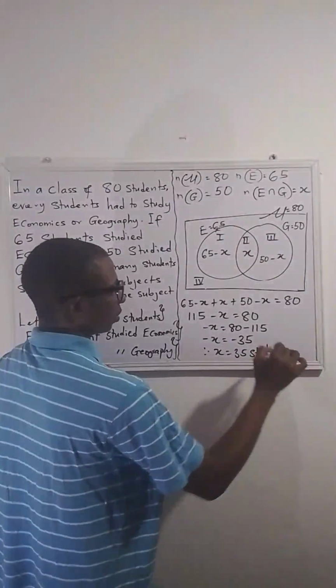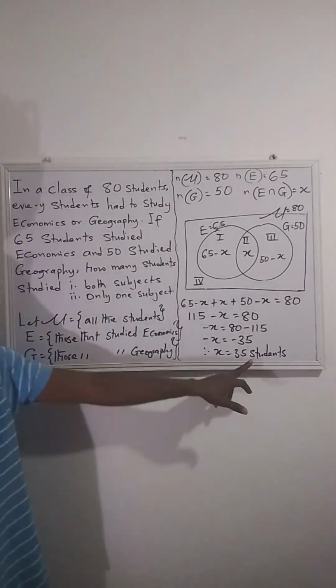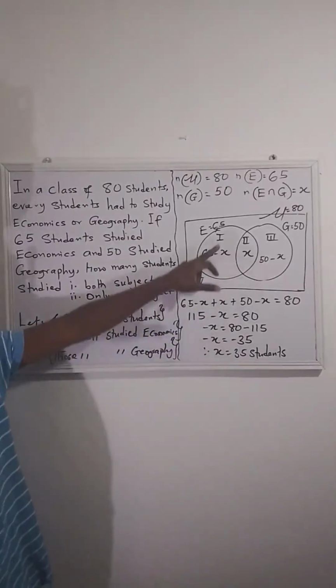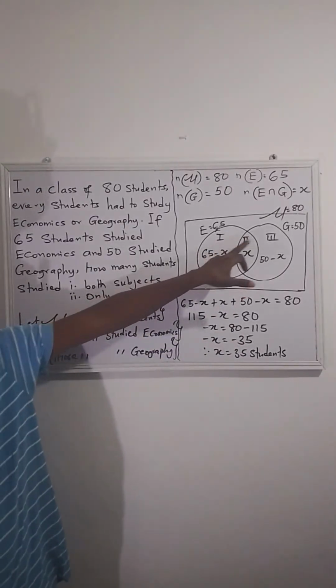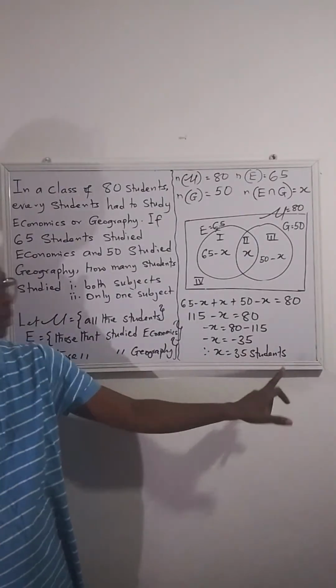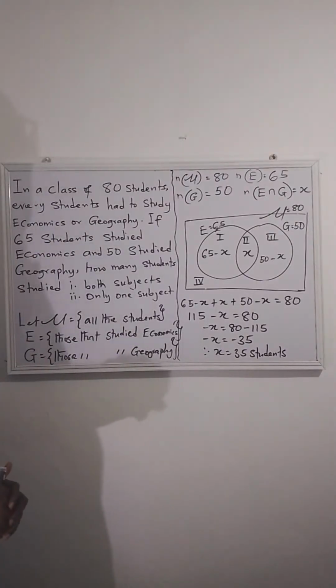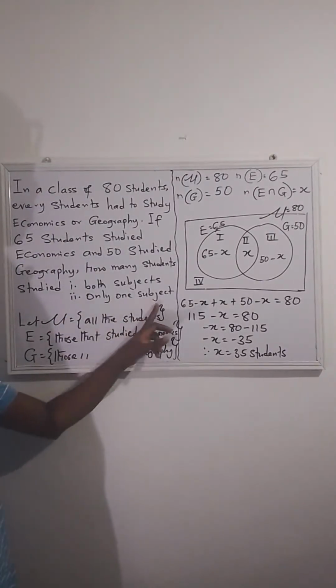35 students. So this is the number of those that studied both economics and geography. So 35 students study both economics and geography. Hope you get that. Now, let's look at the second part of the question.